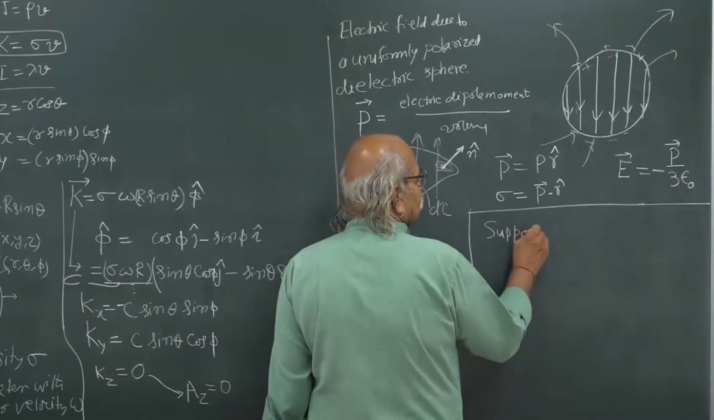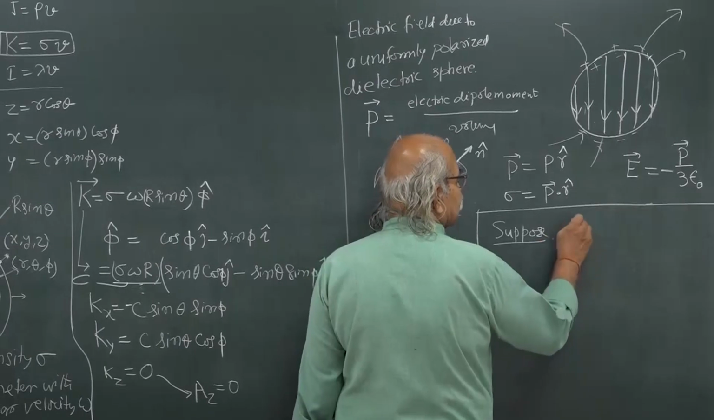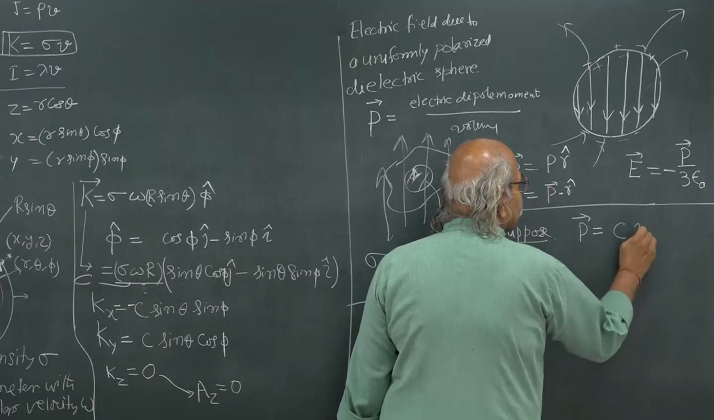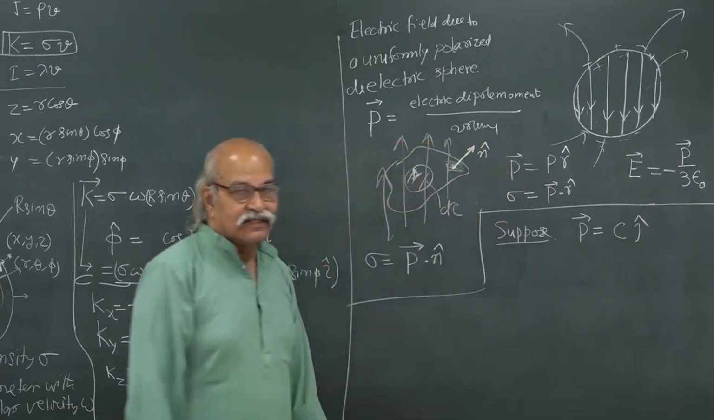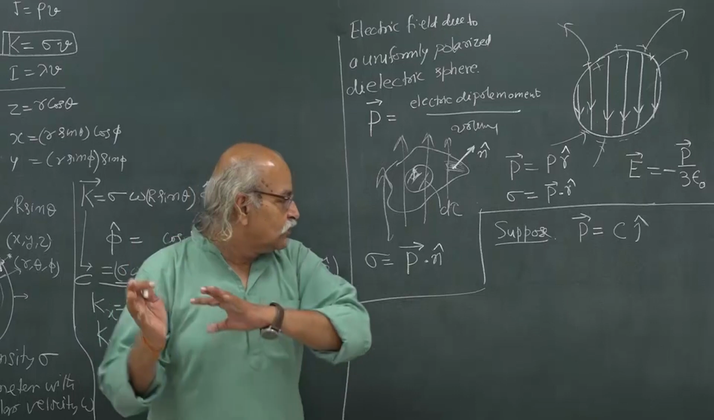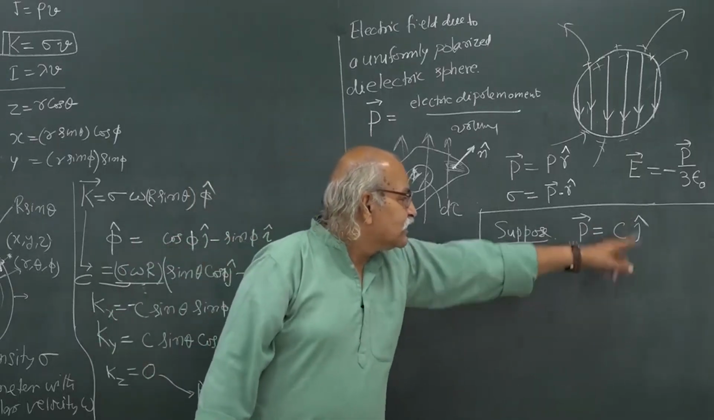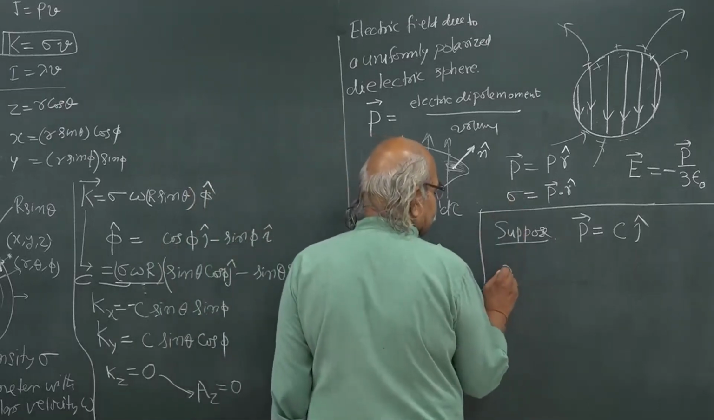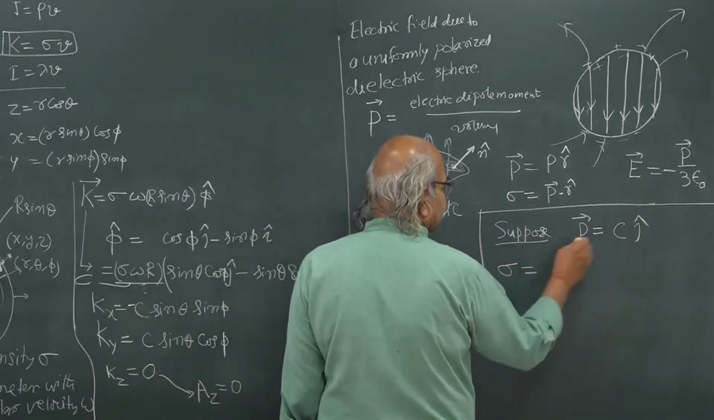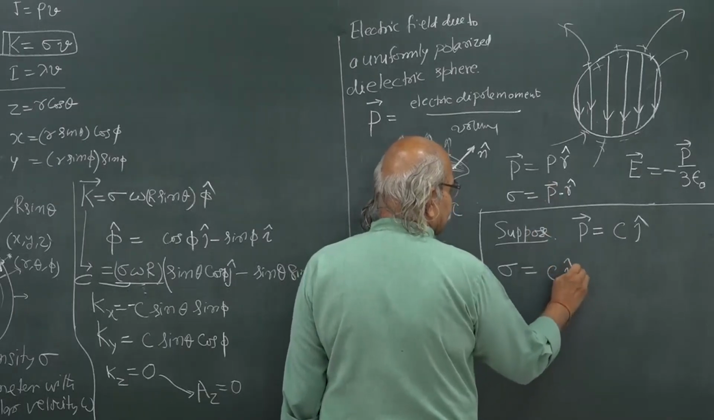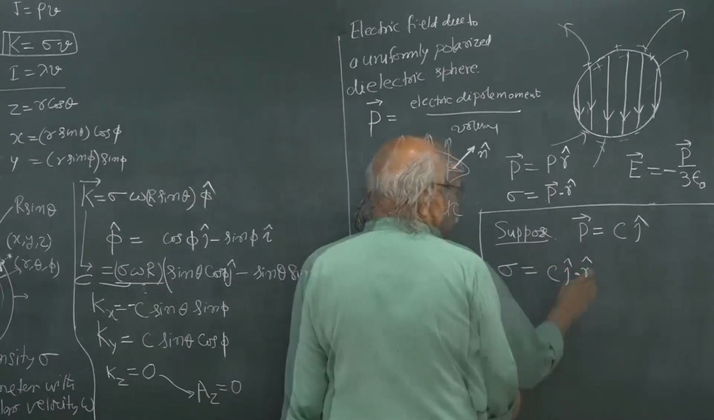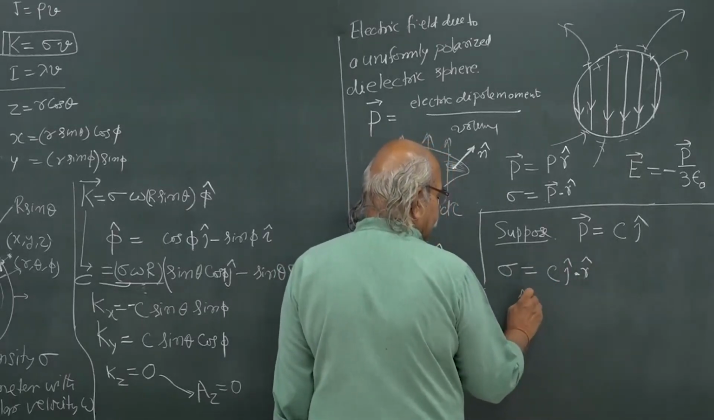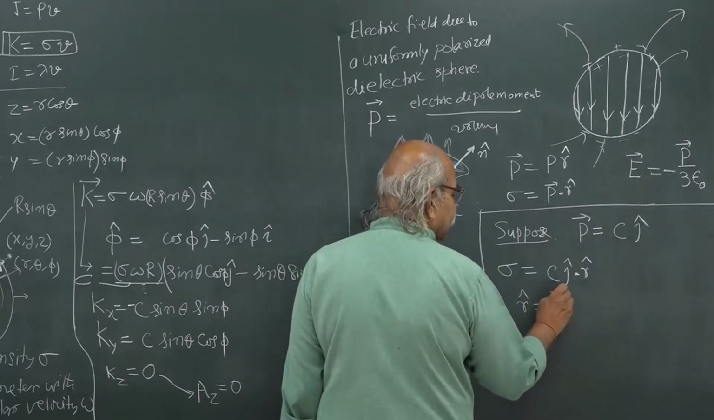Suppose you have this sphere and the polarization is uniform, but in this direction, j cap direction, y direction. A sphere which is uniformly polarized, but polarized in this j cap direction. What will be the charge appearing? This will be C, magnitude is C, j cap, and dot r cap. So, what is this j cap dot r cap? What is this r cap? R cap is, let us say, r vector divided by r.